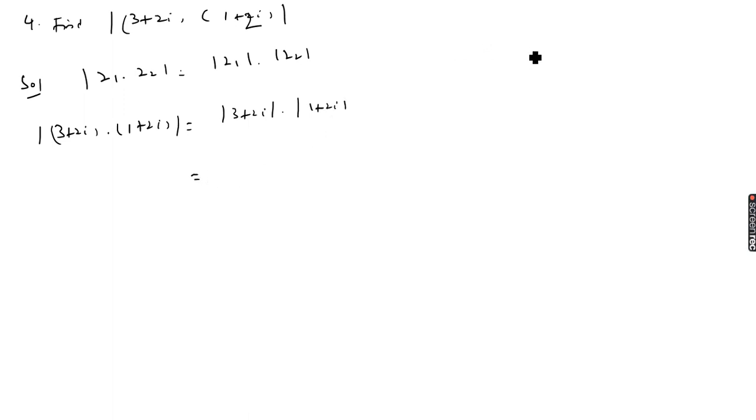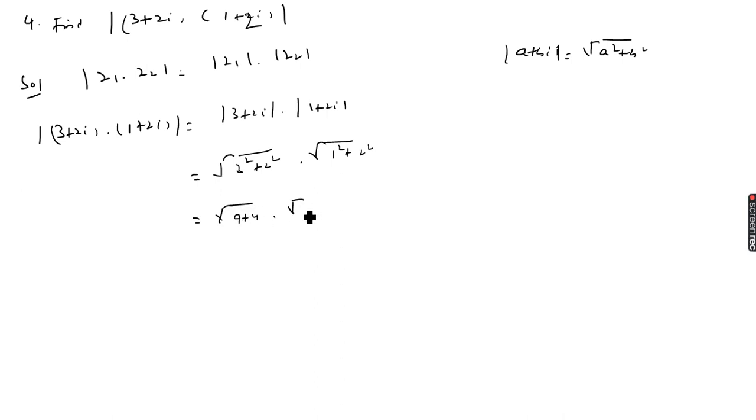And we know that mod of a plus bi is nothing but root of a square plus b square. That is root of 3 square plus 2 square into root of 1 square plus 2 square. Finally we get 9 plus 4 into 1 plus 4. So that is root 13 into root 5. This can be written as root of 13 into 5. This is root 65. We have a form that root AB can be written as root A into root B.